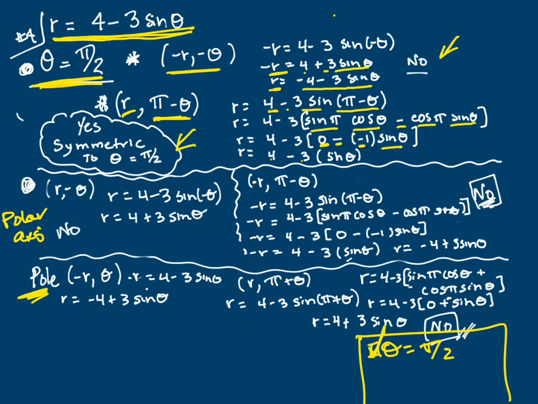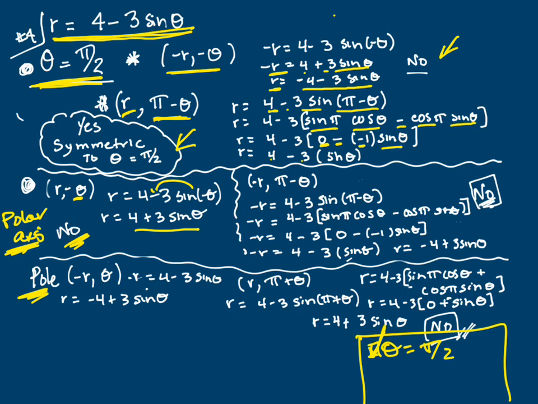Now, checking to see whether it's symmetric to the polar axis. Part A says just change the angle. And we know if we change the angle to negative, it comes back out in front, and that would change that to a positive. So immediately you could see part A is a no. Let's look at part B.